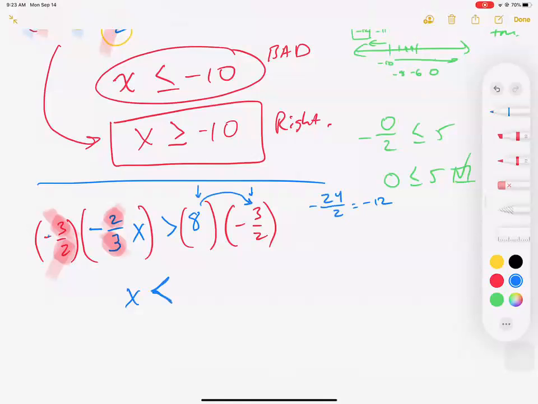Or you could divide first, which I always find easier. What is 8 on top divided by 2 on bottom? 8 divided by 2 is 4. And 4 times the negative 3, see the negative 3 here, is negative 12. So we have negative 12. And that's it.